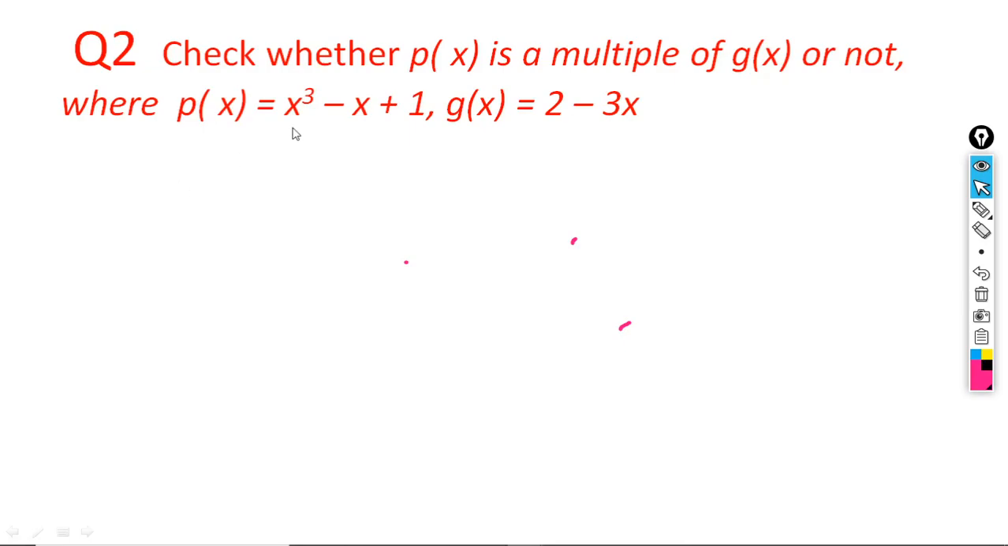In this question, we want to check whether p of x is a multiple of g of x or not. Here p of x is given to you and g of x is given. As we have already discussed in the video, what is the condition for a multiple? P of x should be a multiple of g of x. The condition is the same. We have to find the remainder. Remainder should be 0. So let us continue with this problem. Considering the polynomial p of x, this is already given. Substituting 2 minus 3x equal to 0, finding x from here, x comes to be 2 by 3.